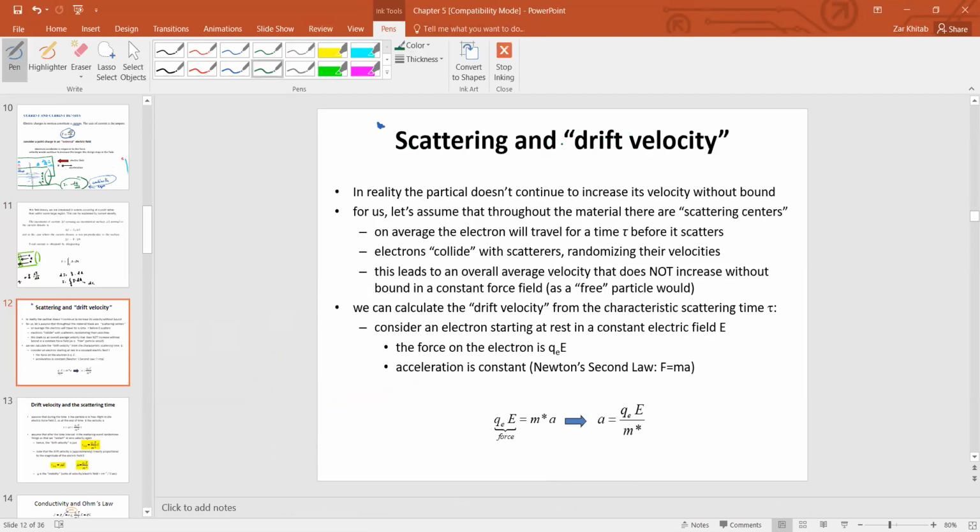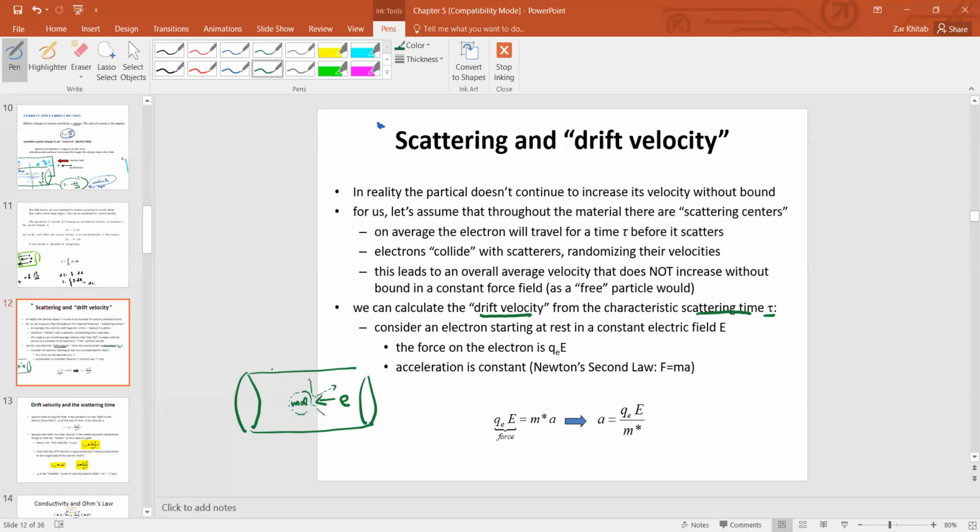Then we come up with the definition of scattering and drift velocity. Drift velocity can be calculated from the scattering time tau. Scattering time tau is the time taken between two successive collisions of an electron. Remember, if the electron is moving in this conductor and strikes some molecule, the electron may get scattered.